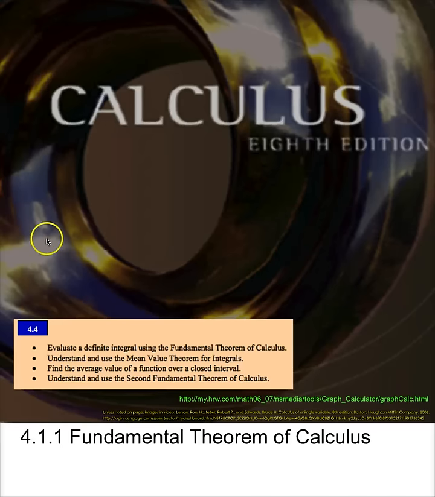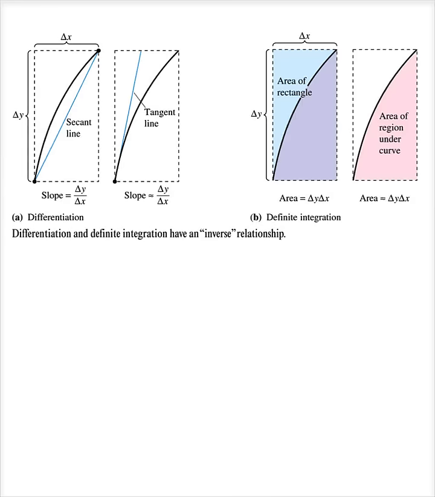Let's talk about the fundamental theorem of calculus, sometimes called the first fundamental theorem of calculus. Leibniz and Newton discovered independently and at about the same time that differentiation and integration are inverse relationships. With differentiation, we started with the secant line, found the slope of the secant line, and through the limiting process found the slope of the tangent.